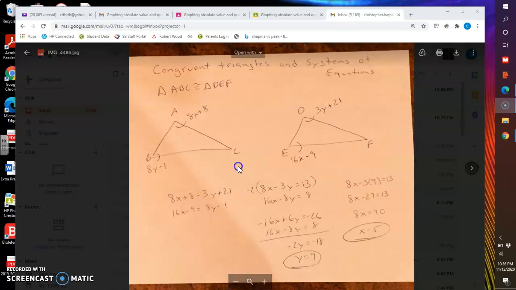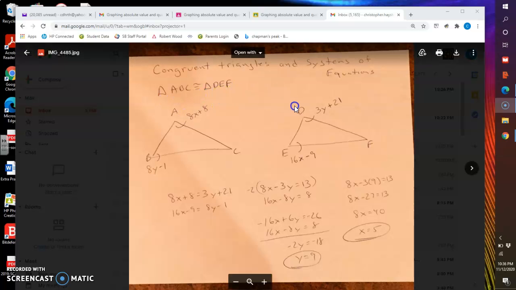Alright guys, so we're going to go through finding the measures of angles and solving for x and y when we have congruent triangles, and we're going to incorporate systems of equations in that. So in this triangle here, we have triangle ABC is congruent to triangle DEF.